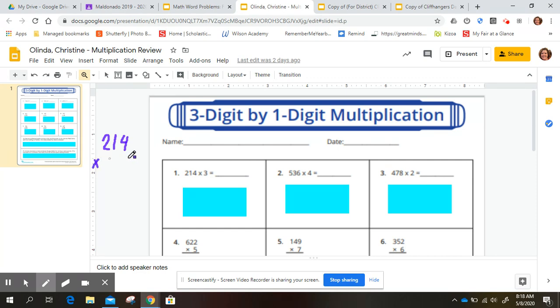And then I put the times 3 underneath. And I'll do 3 times 4 is 12, and you can't put two numbers down here. You have to put the 1 at the top and then the 2 in the ones place. So we already did this one. Now we're going into the tens place. So it'd be 3 times 1, and then you add 1. So 3 times 1 is 3, plus 1 is 4. And then 3 times 2 is 6.